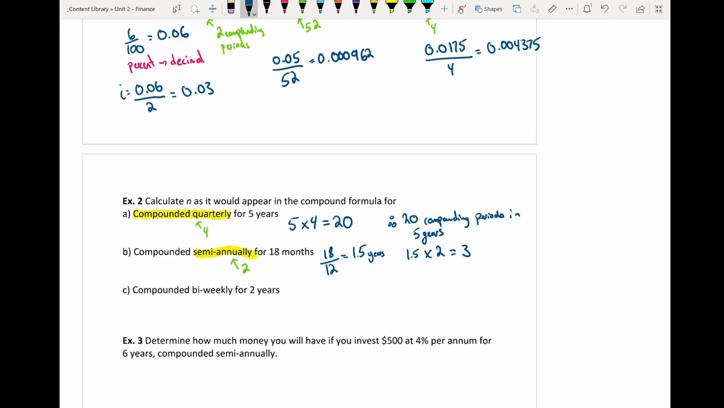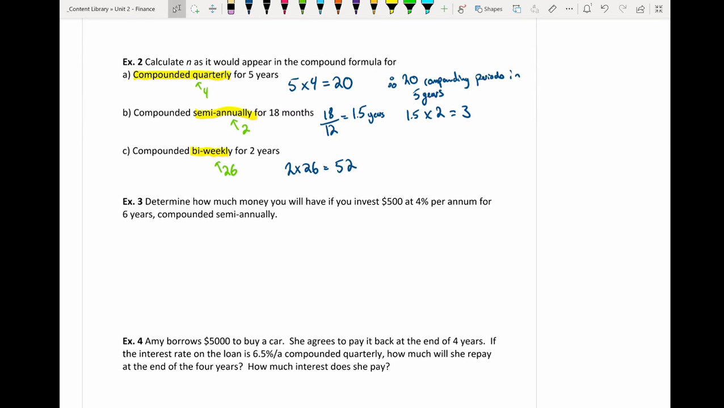And finally for C, it's compounded biweekly. So biweekly means 26. So 2 years times 26 times a year equals 52 times in total.